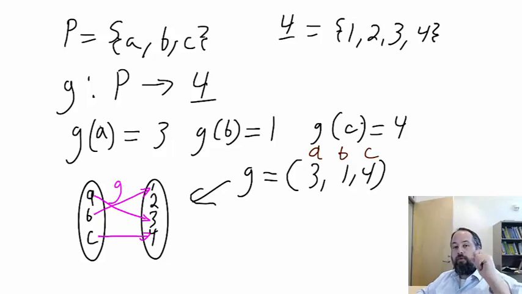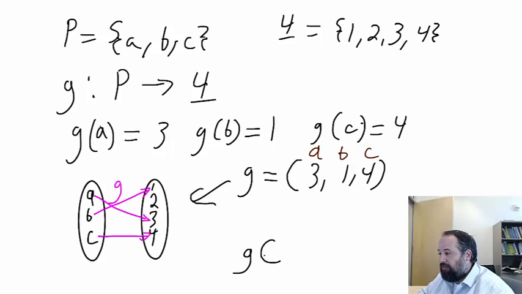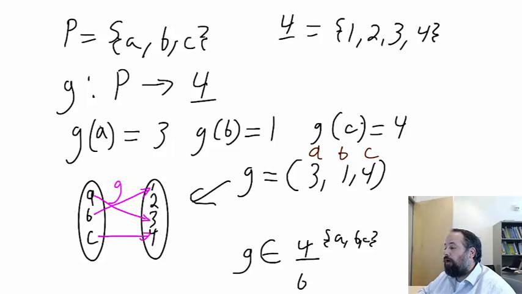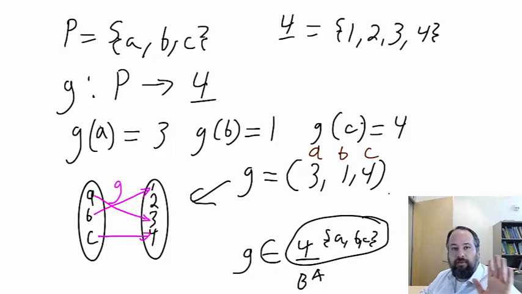Oh, one last thing. This is sometimes written as, they give the notation G as the set is a subset of 4 to A, B, C. So this harkens back to our B raised to A notation, like we were talking about before. Just don't be too surprised if you see that notation. That's all I wanted to point out.